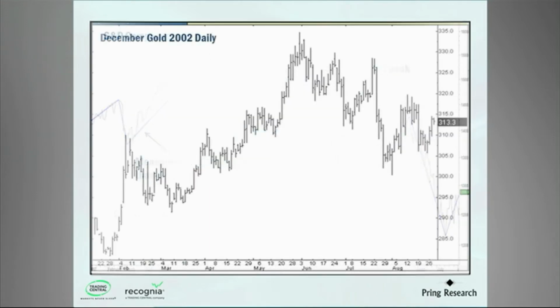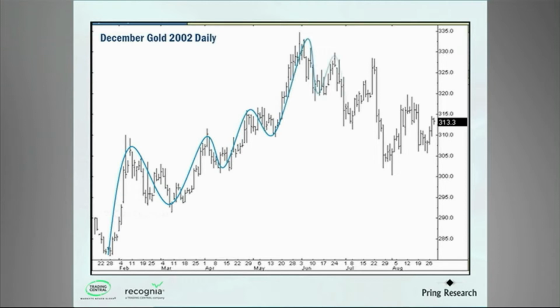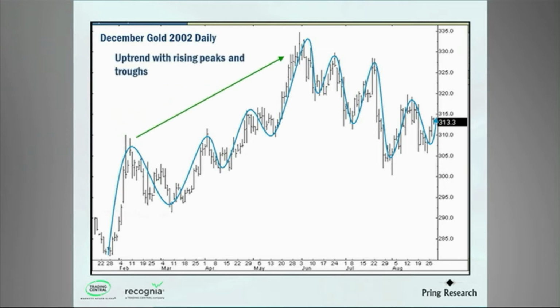Here's an example using daily data. This time I'm going to draw a curvy line manually reflecting the short-term peaks and troughs. As you can see, they're in a bullish formation between February and June. Then we see a failed rally, followed by a move below the mid-June low. That represented a signal that this intermediate trend had reversed, so far as this single piece of evidence, peak and trough analysis, is concerned.